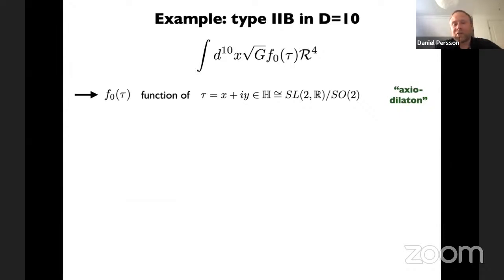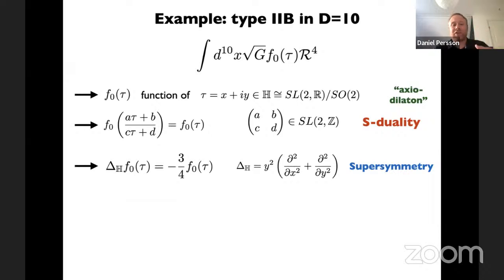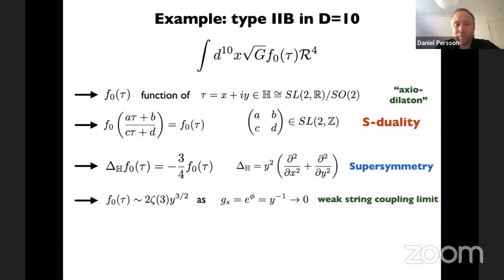This naturally comes out of string theory, parameterizing the upper half plane SL2R mod SO2. In physics lingo, we call it the axiodilaton. It doesn't really matter from a math perspective. But we require that this function must be invariant under Möbius transformations under SL2Z. That's what we call S-duality. So that's the first constraint. Then we have the constraint from the Laplacian, and it's actually not just any eigenfunction. It's an eigenfunction with a very specific eigenvalue. So that's a constraint that comes out. And moreover, we do know that when we expand it to lowest order in the parameter y, which in physics lingo is the inverse of the string coupling, it has a coefficient which is 2 zeta(3) y^{3/2}. So that's the leading order correction from a string theory point of view.